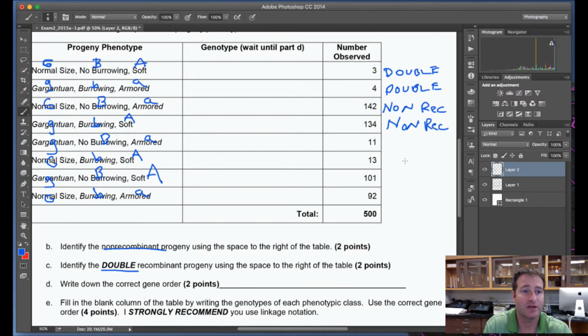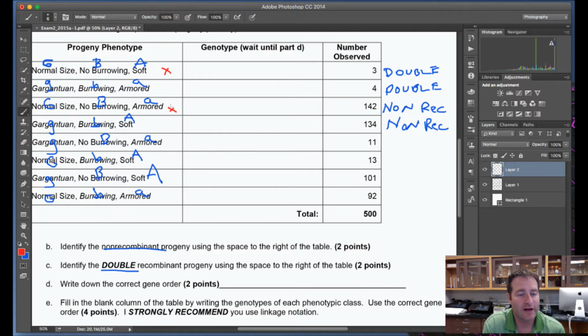Okay? So what you need to do is compare non-recombinant genotypes to double recombinant genotypes. And that's why I had you do this part over here. Okay? So let's just pick this one, for example. I'm going to switch to a different color. We're going to pick this one, and I'm going to compare it to this one.